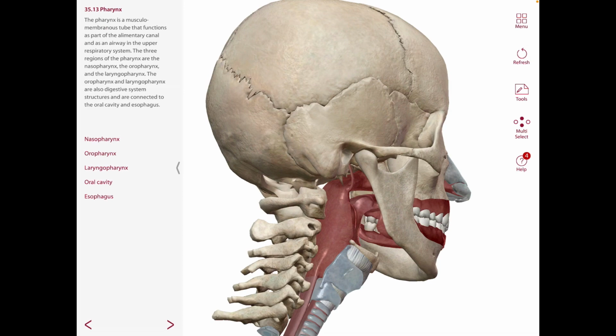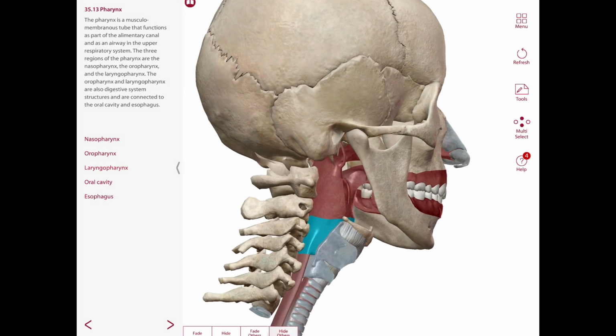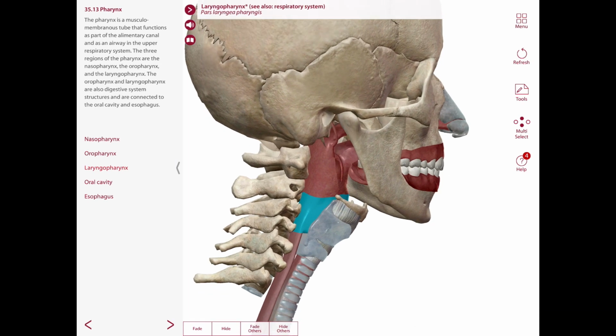Out of the 3 parts of the pharynx, now we're going to go into the laryngopharynx, also known as the hypopharynx, which extends from the superior border of the epiglottis to the inferior border of the cricoid cartilage, where the pharynx becomes continuous with the esophagus. In the laryngopharynx, we're going to have something called the laryngeal inlet, which is the communication between the pharynx and the larynx. And this is located in the anterior wall of the laryngopharynx, and it closes during swallowing.